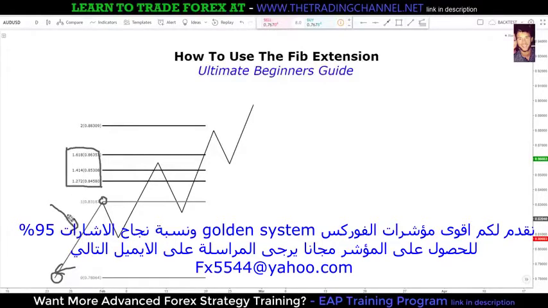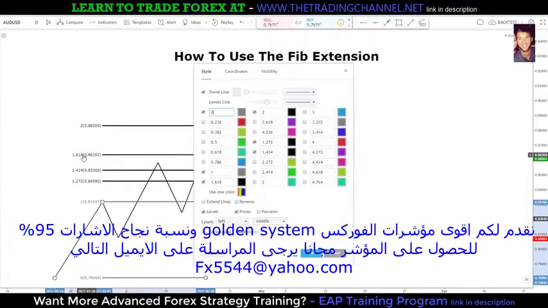So if this was a math equation, this 1.272, and let's say that our impulsive move is X. If this was a math equation, it would be X times 1.272, and that would give us this line right here, the 1.272 line. Same thing for 1.414 and 1.618, and these are the major Fibonacci extension levels that I've used personally in my trading. Let's go ahead and double click it and I'll show you guys how to get those on the screen.